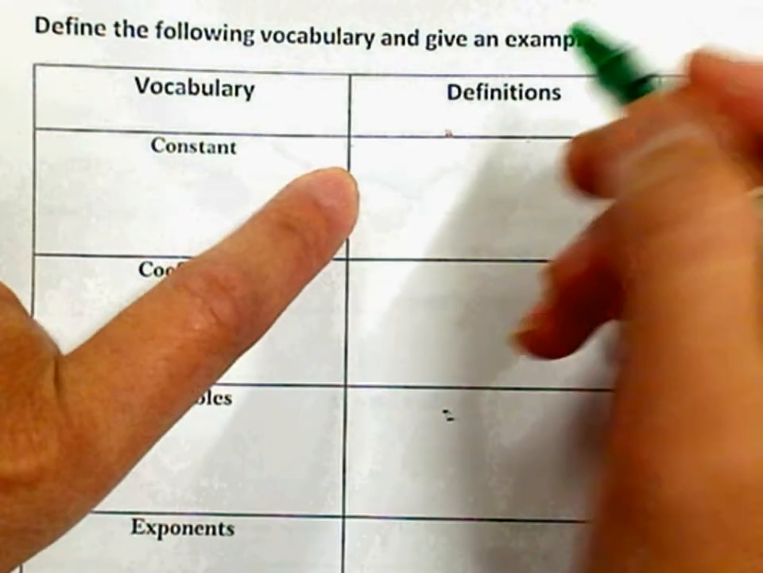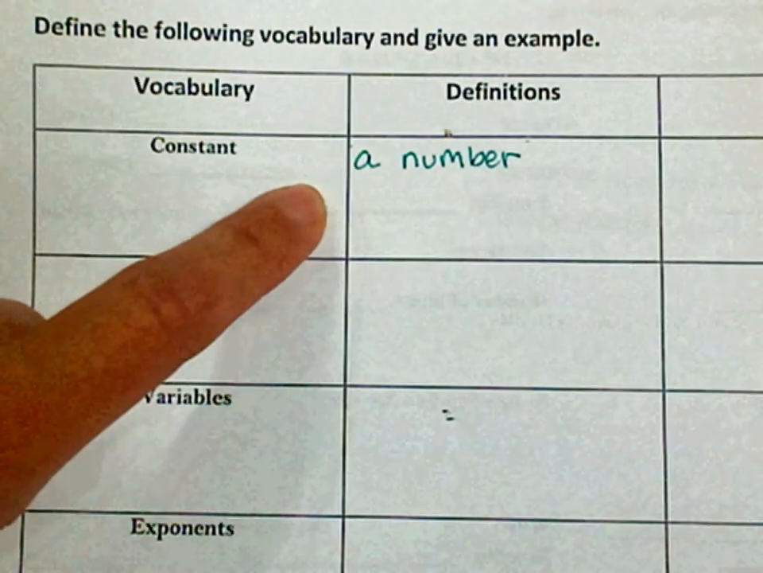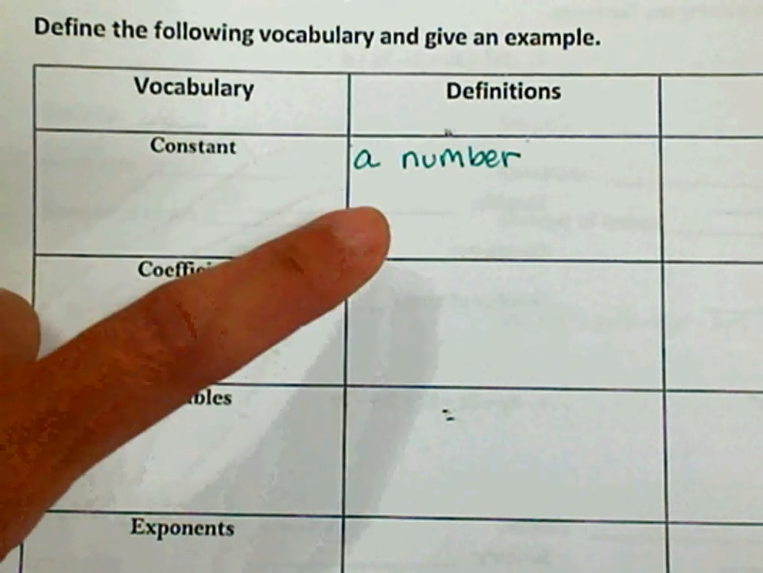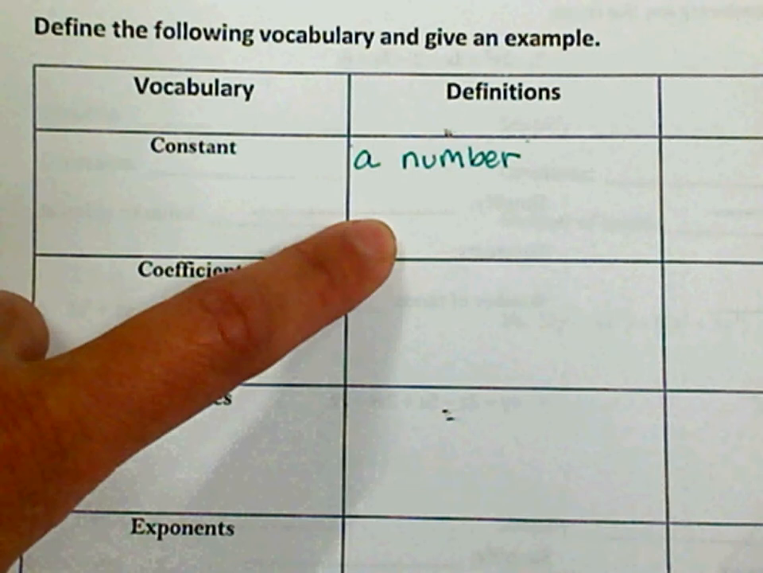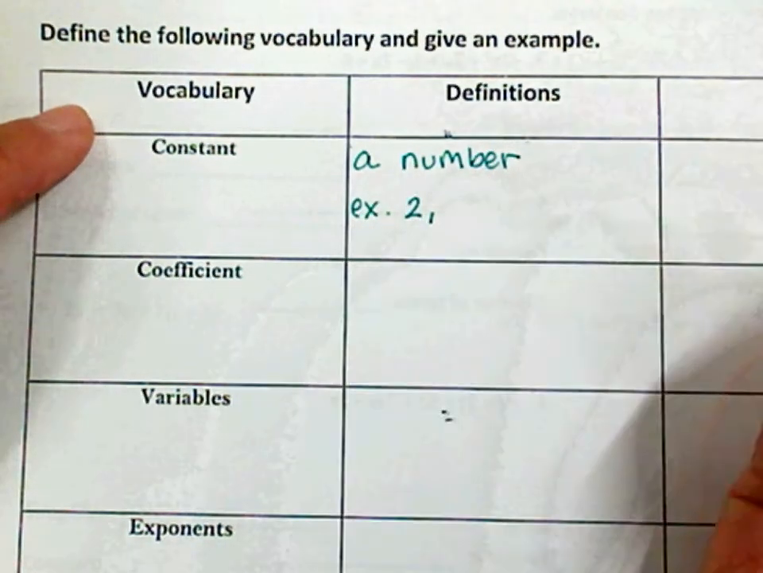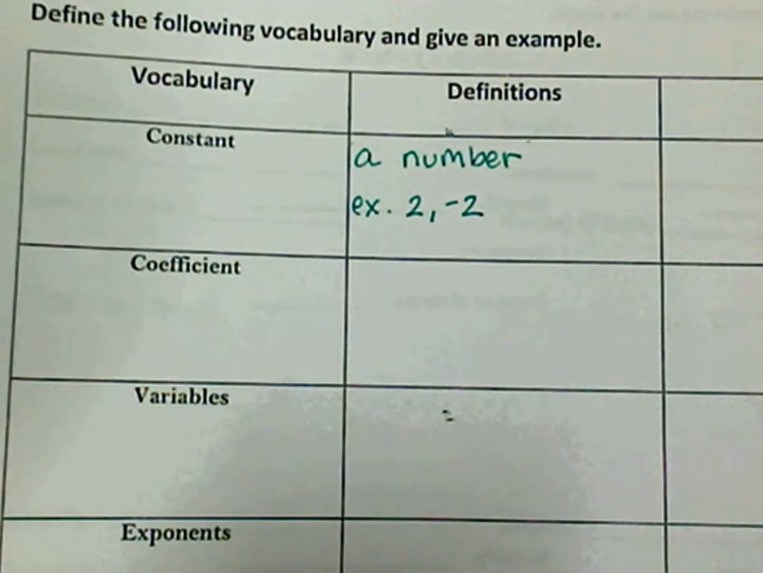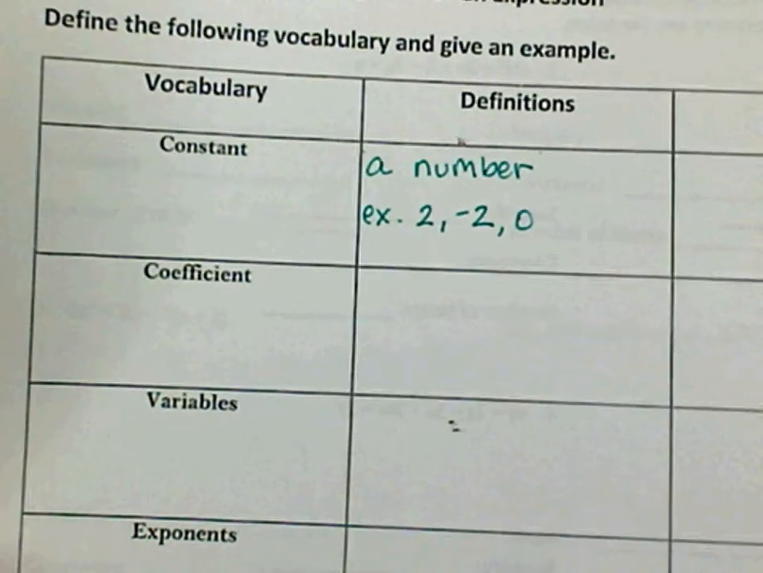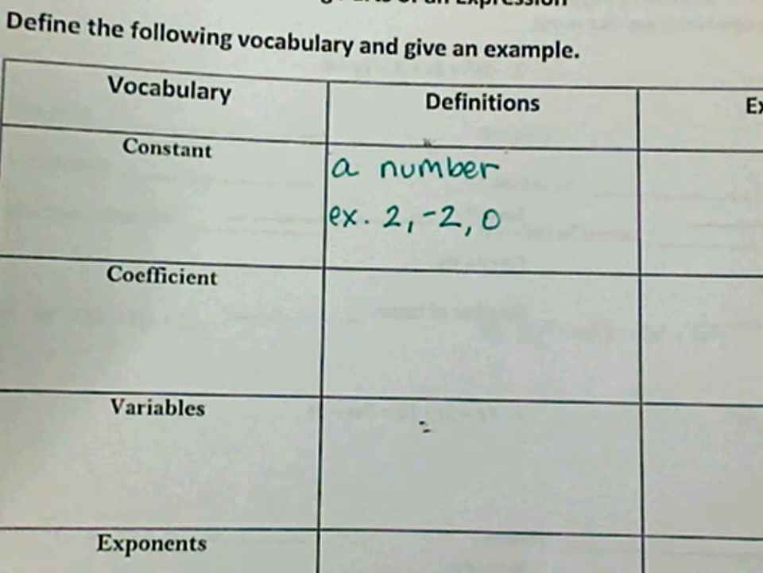Constant. What is a constant? It is a number, okay? A constant is a number, a numeral, right? Okay? A number. For example, 2 is a constant. -2 is a constant. Is 0 a constant? Yes, it's just a number, okay? Did you have a question?